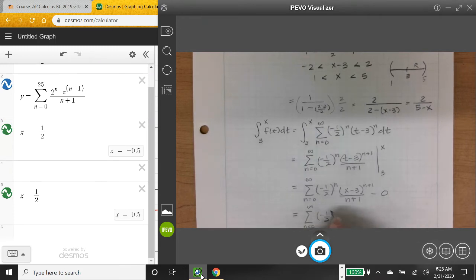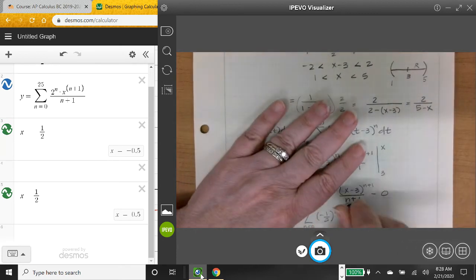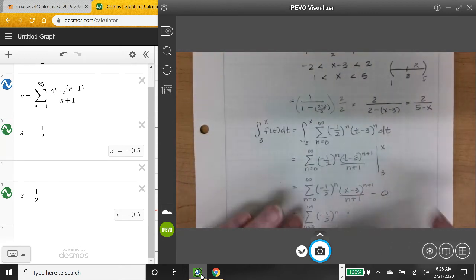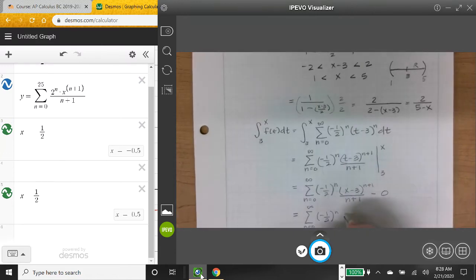So we get negative 1/2 to the n times x minus 3. I'm sorry, I shouldn't have the parentheses so big. x minus 3 to the n plus 1 over n plus 1.